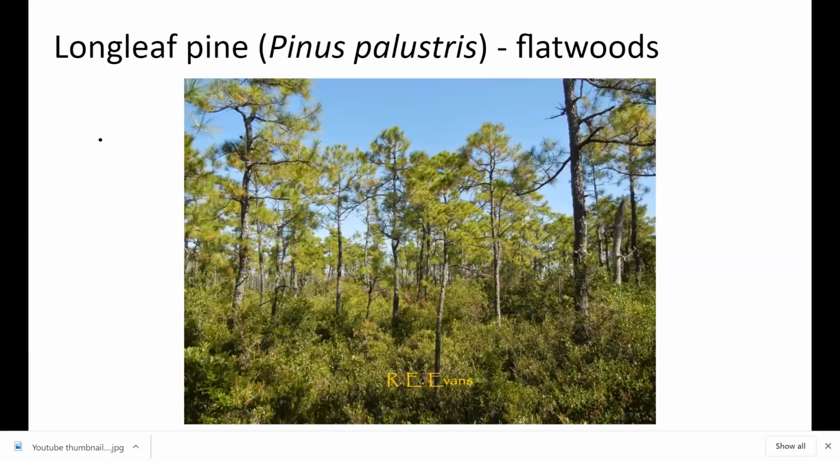This is what happens if you suppress fire or don't allow fire to occur in one of these longleaf sites. You can see the canopy is still longleaf, but it is rapidly being taken over by these shrubby species. These species are often in the Ericaceae family. They are often evergreen shrubs. So once they take hold of a site, they're very difficult to get rid of.